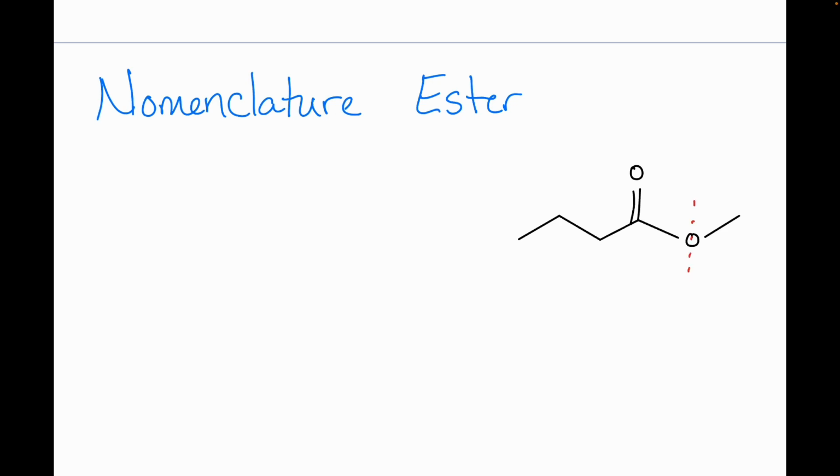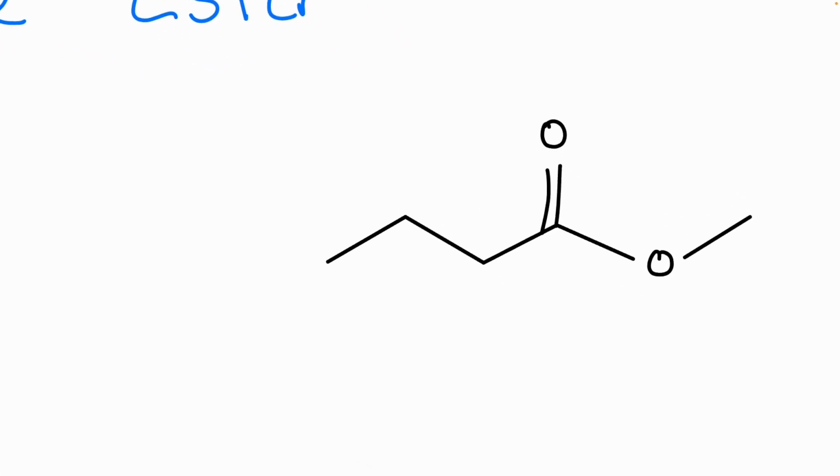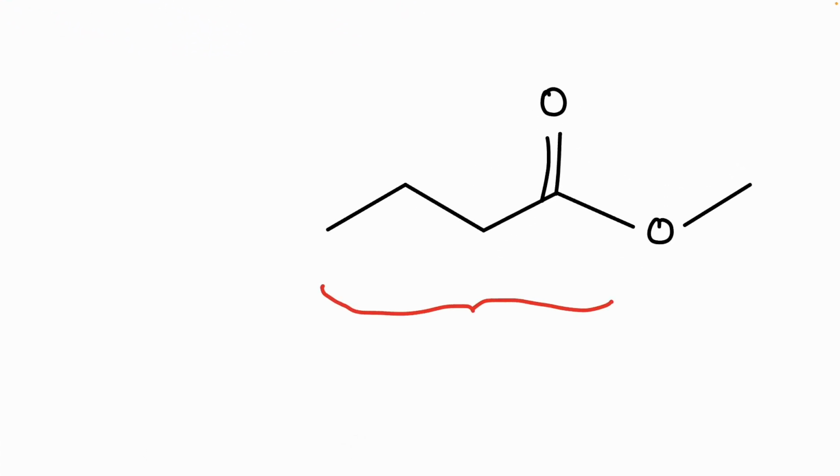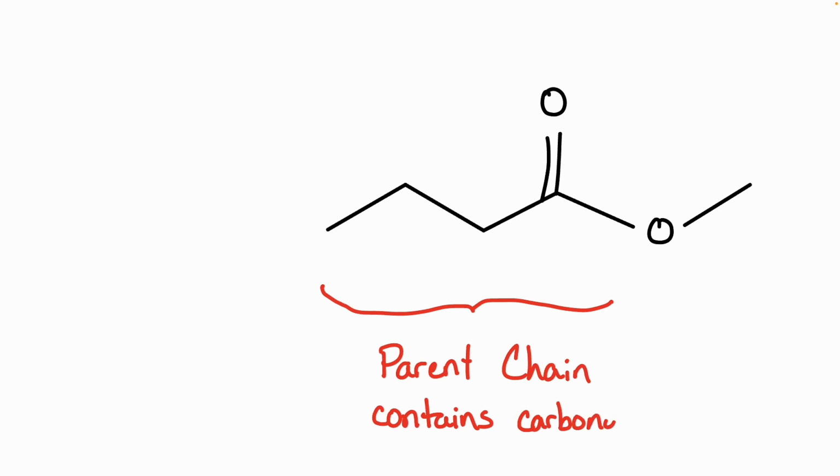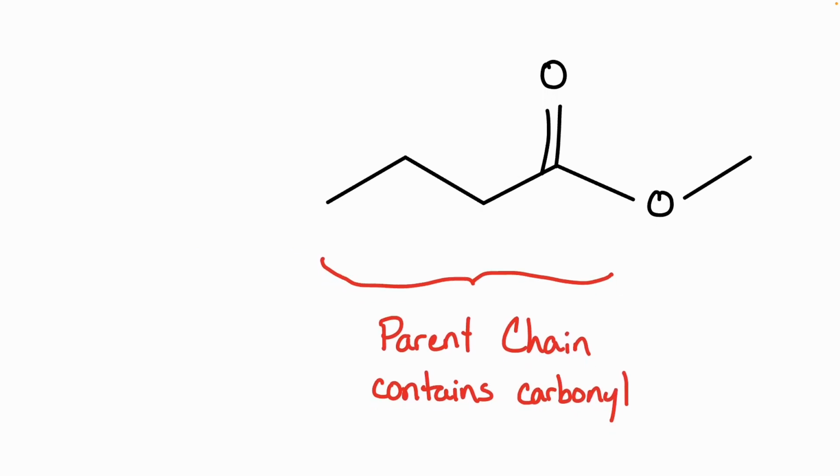All right, so for an ester, the chunk that contains that carbonyl carbon is always the parent chain. Doesn't matter if it's shorter than the other component. If it contains the carbonyl group, that's the parent chain of the molecule. The other half is going to be treated as a substituent. All right, and I'll show you how to deal with that here in a second.